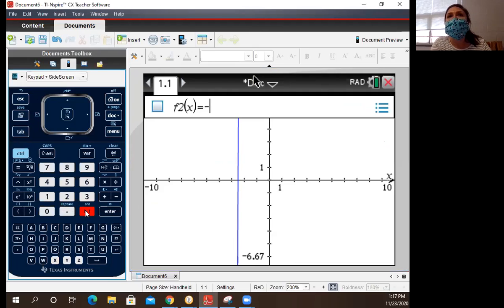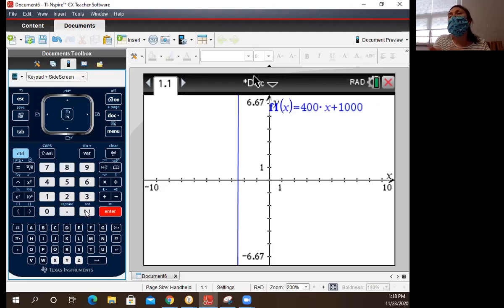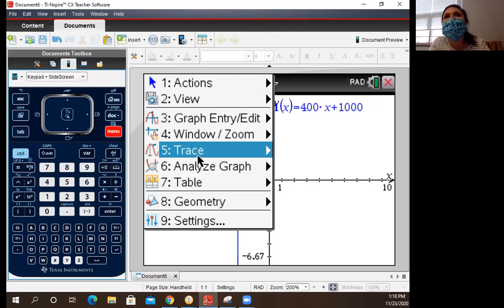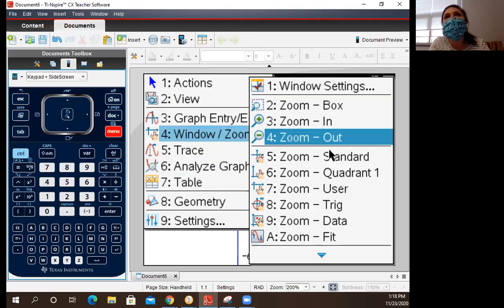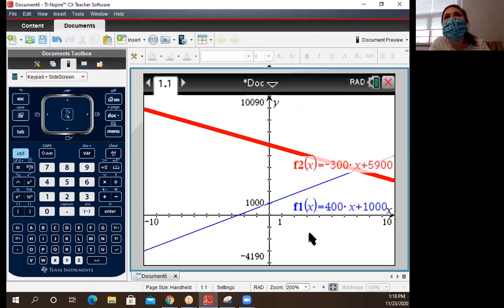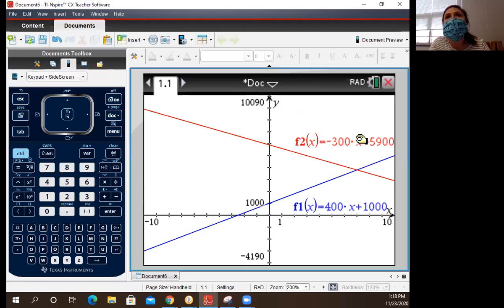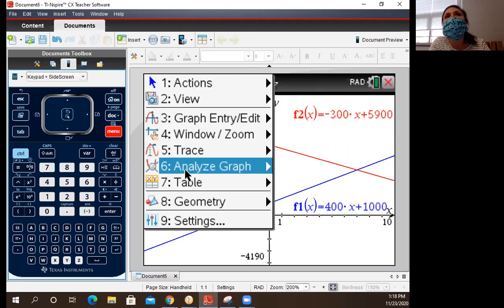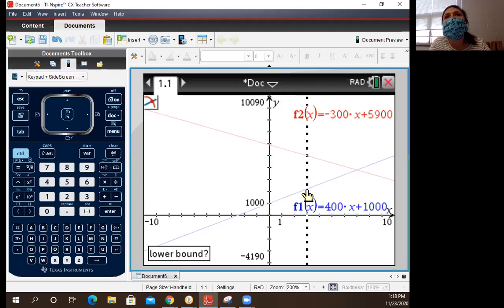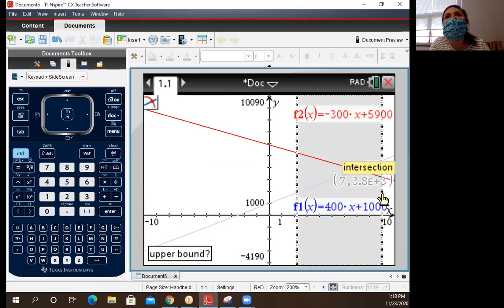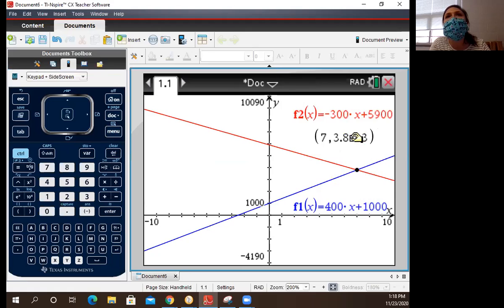This time I want negative 300x plus 5900. And that one I don't even see. That's okay. We'll see it when we adjust our zoom here in just a minute. So I'm going to hit menu, and then window zoom. And I'm going to do a zoom fit again. And there, I can see my intersection. Move this equation out of the way. And then menu, analyze graph, intersection, click on either side to see where that intersection is.